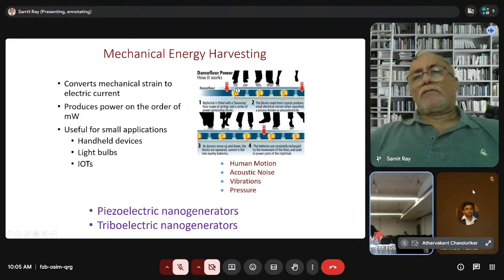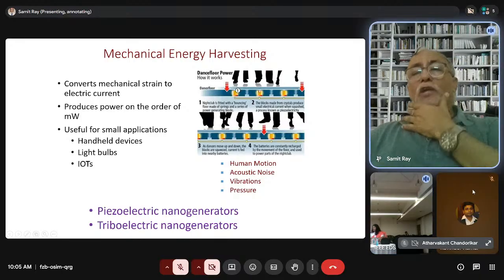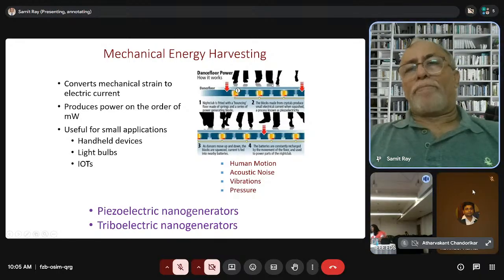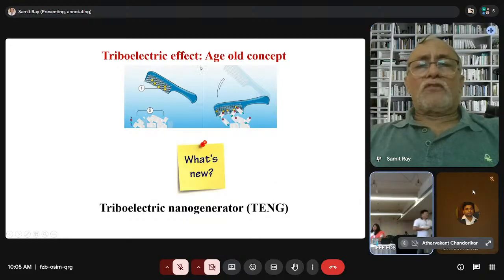Think of the weekends in some metropolitan cities like Indore, Kolkata, or Bombay, where a lot of people are dancing on the dance floor. The question is, can you use triboelectric pads or triboelectric mats to get the energy generated from the dance floor? Triboelectricity is very, very well known.